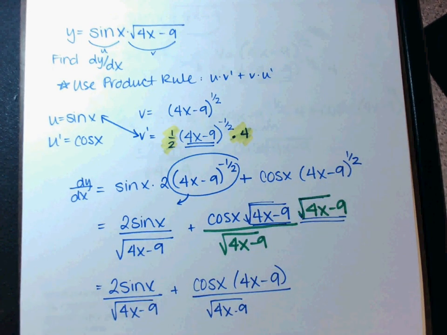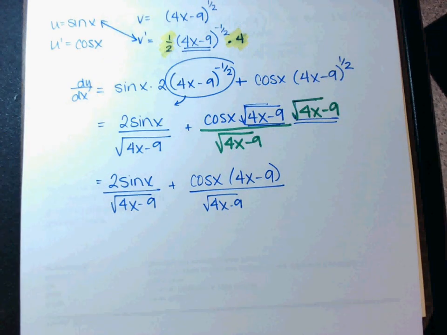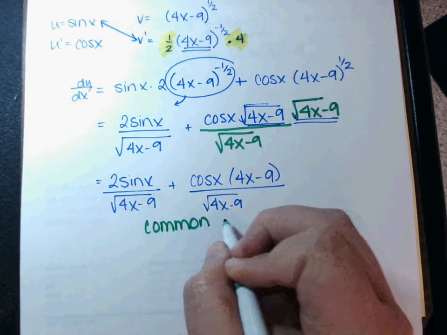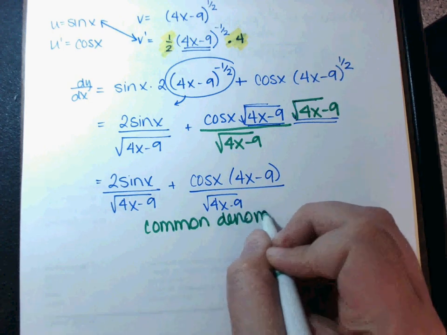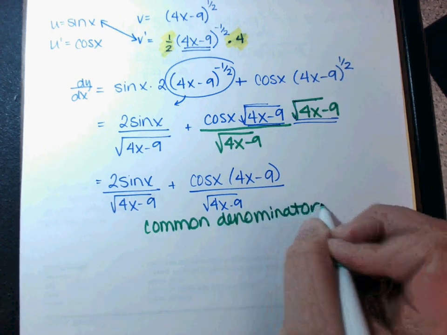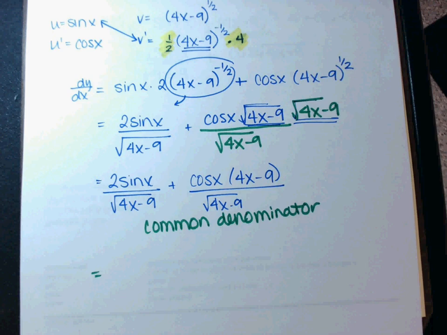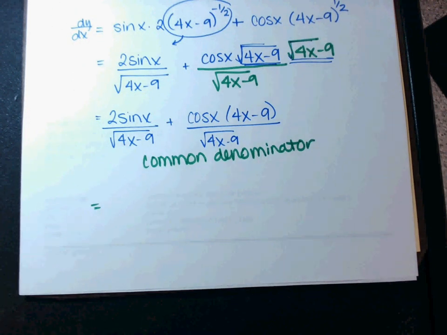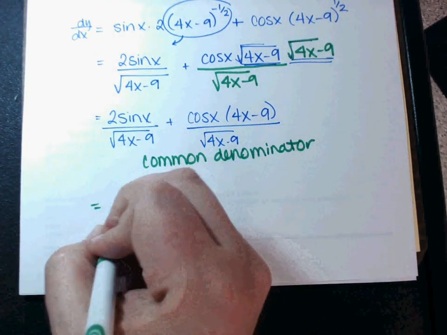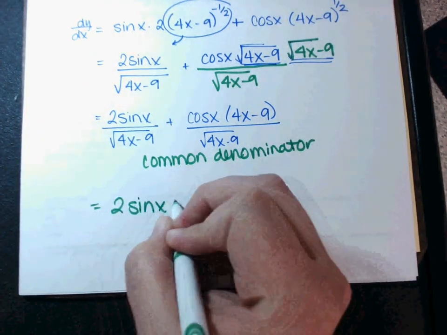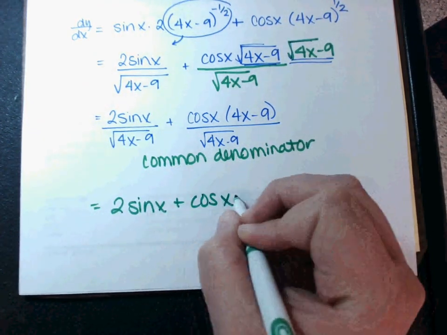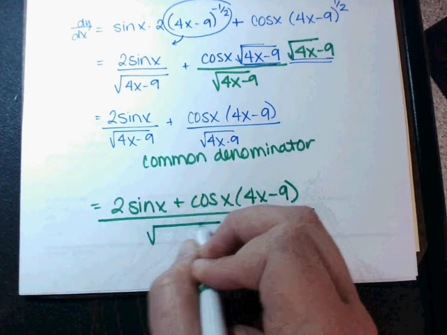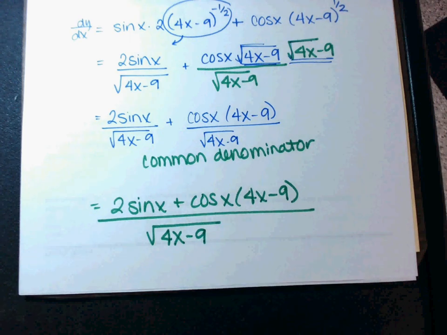And now that my denominators match, okay, down here I have what's called a common denominator. Then I can write my final answer as one big fraction instead of having it as 2 separate fractions. So I'd have 2 sine x plus cosine x times 4x minus 9, all divided by square root 4x minus 9.